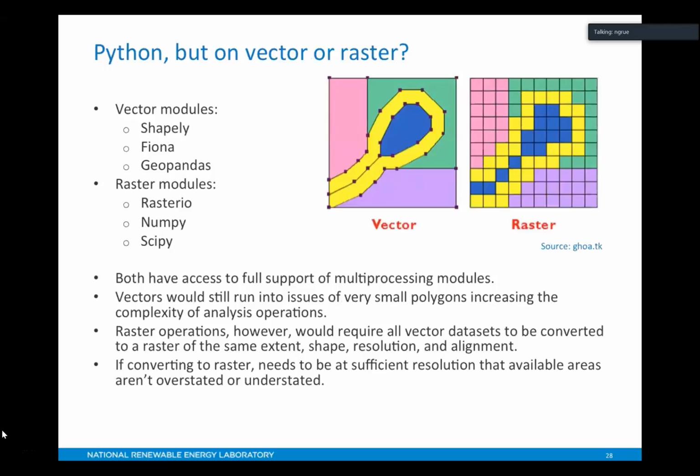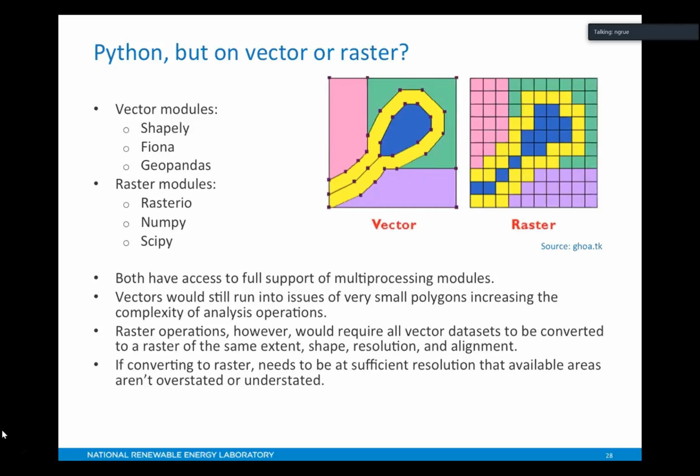And we found lots of open source geospatial tools, either for vector or raster. For vector, these modules include Shapely, Fiona, and GeoPandas. And I'll go into more on these towards the end of the presentation here. But for raster, Rasterio, NumPy, and SciPy were all possibilities.